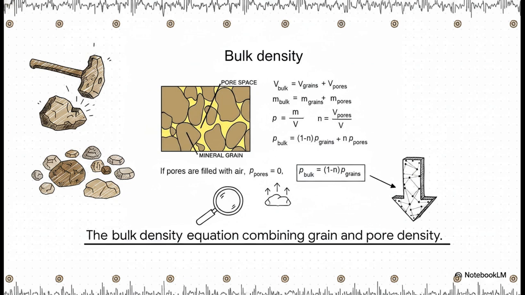Look at the math we have here. The bulk volume is the volume of the grains plus the volume of the pores. So the bulk density incorporates both the grain density and the pore density. But here is the kicker. If those pores are just filled with air, the pore density is practically zero. In that case, the formula simplifies beautifully down to just 1 minus the porosity times the grain density.